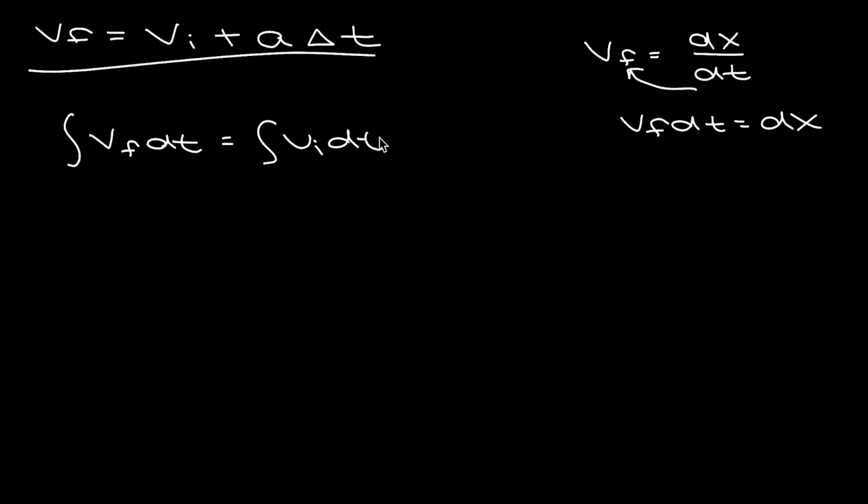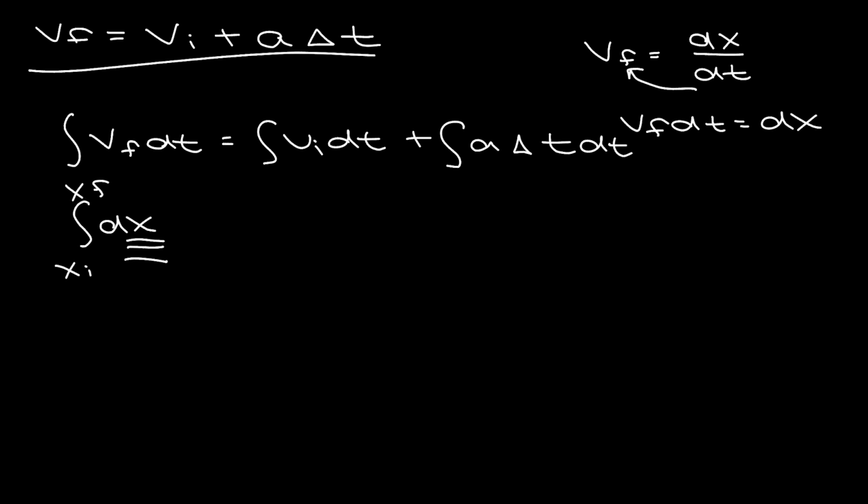We are going to be integrating from the initial time to the final time. So here is the expression written out. And look on the right side here, we can see the velocity final times dt is actually equal to dx. So we can write dx over here instead. And instead of going from t initial to t final, we are now integrating with respect to a new variable x, which is the position. So we go from x initial to x final. You can see where this is going. That is going to equal delta x.